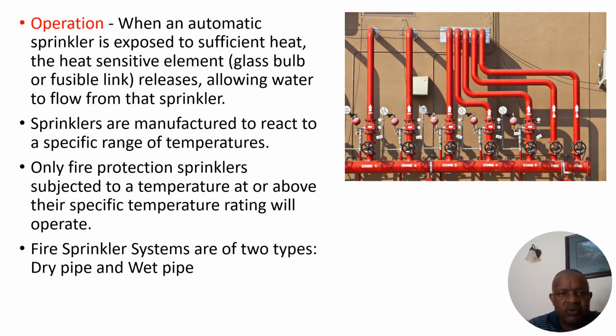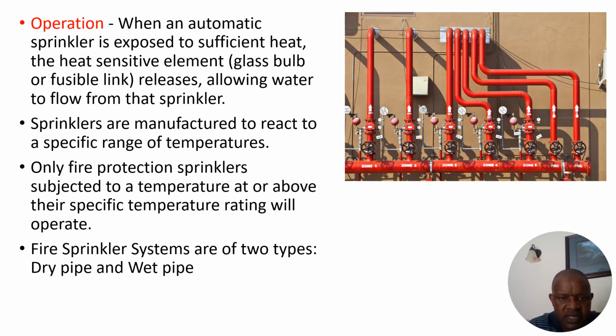Operation. When an automatic sprinkler is exposed to sufficient heat, the heat-sensitive element, glass bulb or fusible link, releases, allowing water to flow from that sprinkler. Sprinklers are manufactured to react to a specific range of temperatures. Only fire protection sprinklers subjected to a temperature at or above their specific temperature rating will operate.